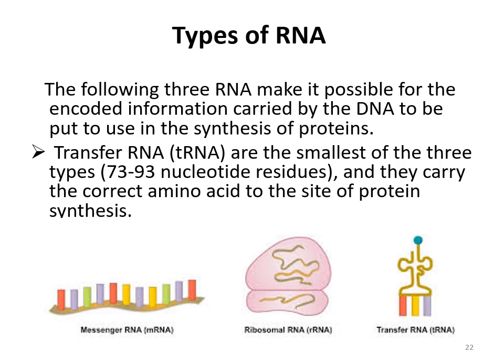The types of RNA we are going to discuss here are the following. Three types of RNA make it possible for the encoded information carried by the DNA to be put to use in the synthesis of protein. So how does the DNA contain information and how can we encode it to synthesize the protein? First of all, we are going to discuss transfer RNA. You can see the structure of transfer RNA in the picture. Transfer RNAs are the smallest of the three types. They contain 73 to 93 nucleotide residues, and they carry the correct amino acids to the site of protein synthesis.